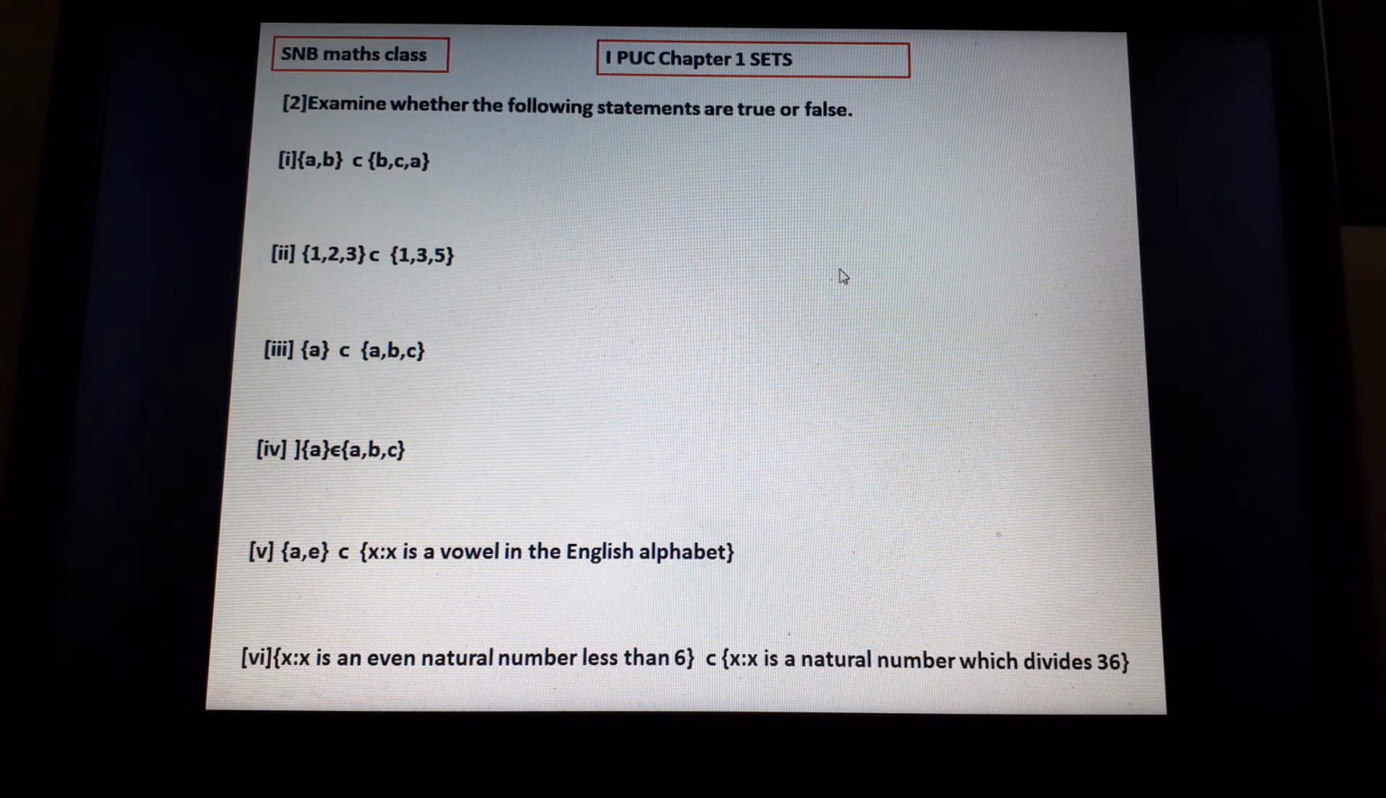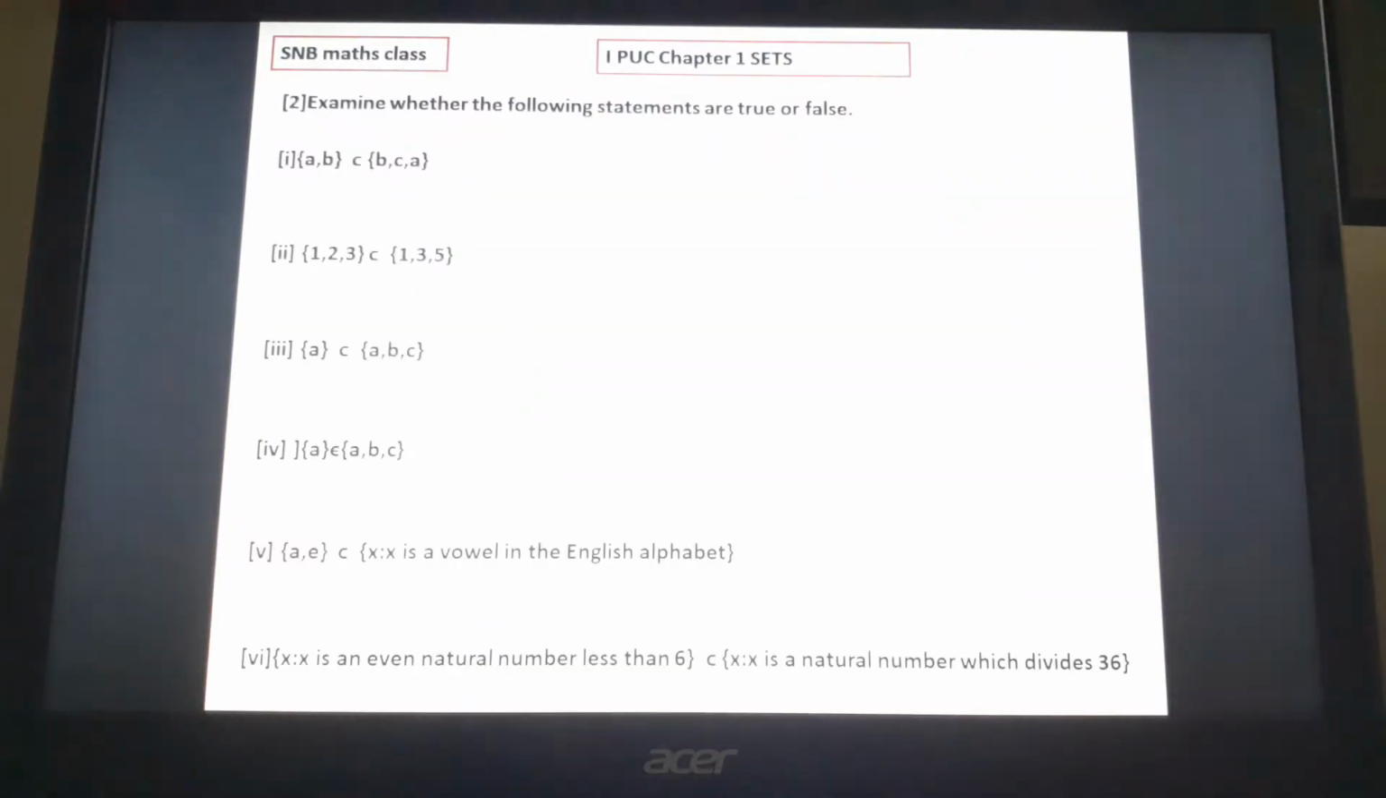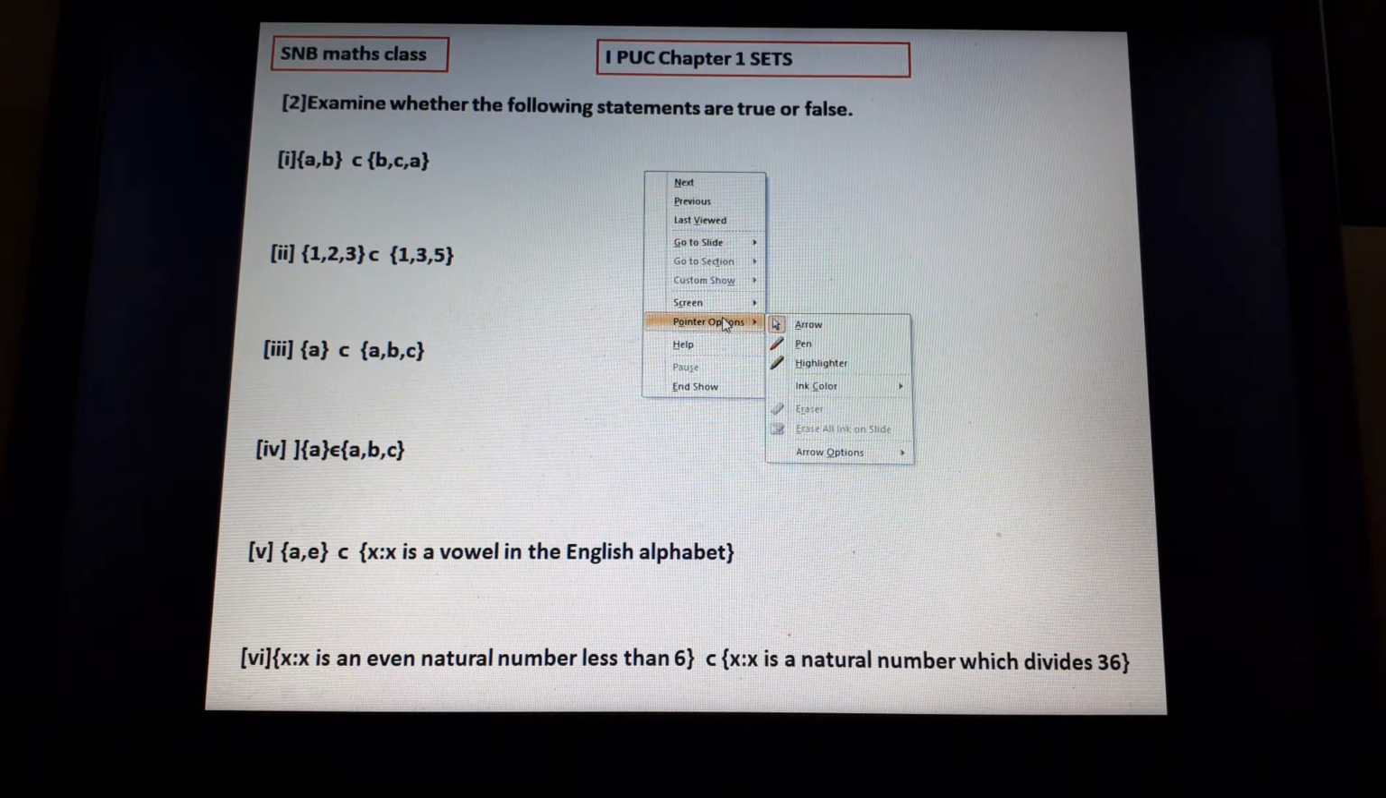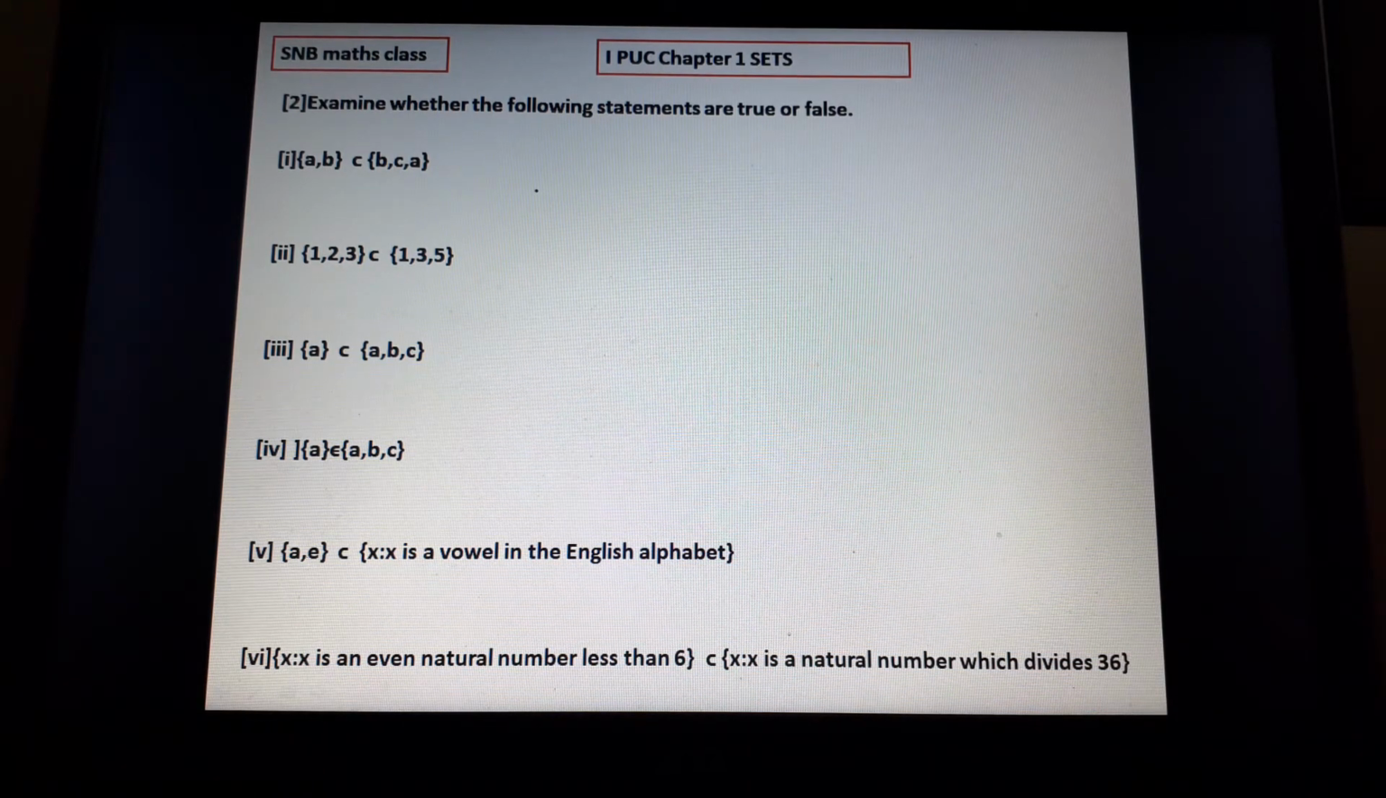So the second question is this. Examine whether the following statements are true or false. So your job is to just find whether the given statement is true. See here also, it is similar to the previous question only. AB is a subset of BCA. Definitely, all the elements here are also here. Therefore, it is correct. So it is true.